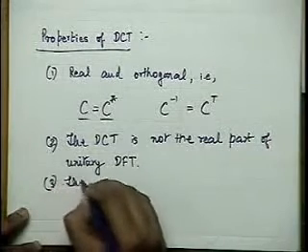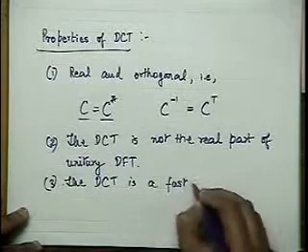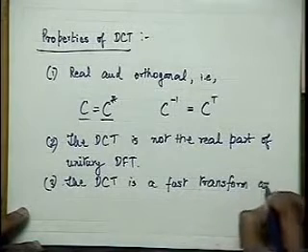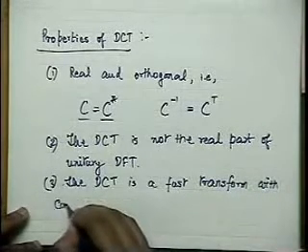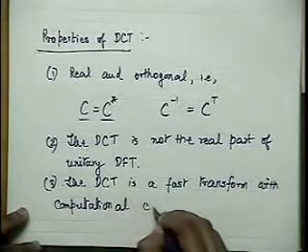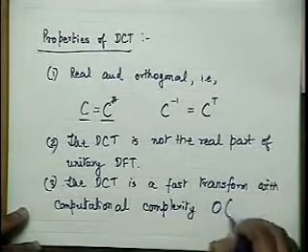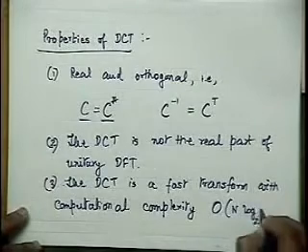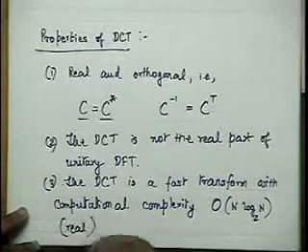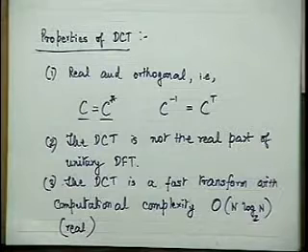Okay. So the DCT is a fast transform with computational complexity of order n log to the base 2 n, and all these are real computations, not complex as in the case of DFT. All right.